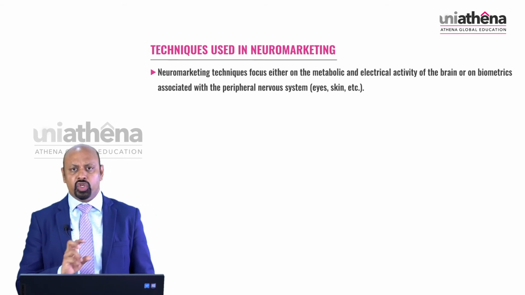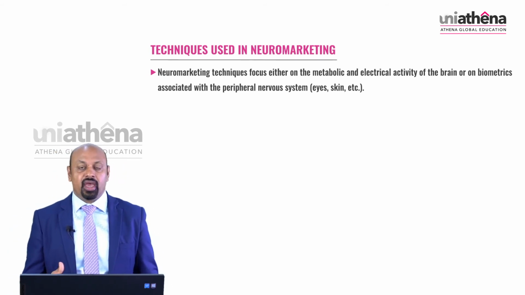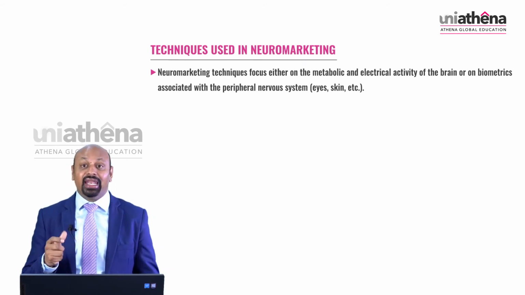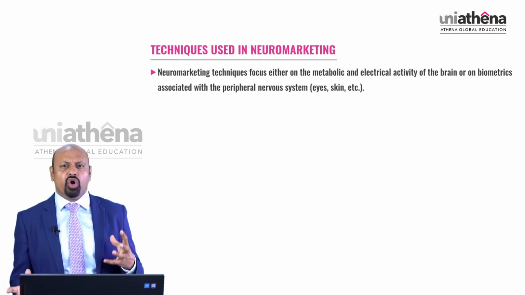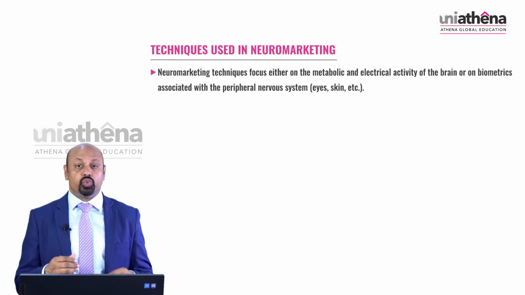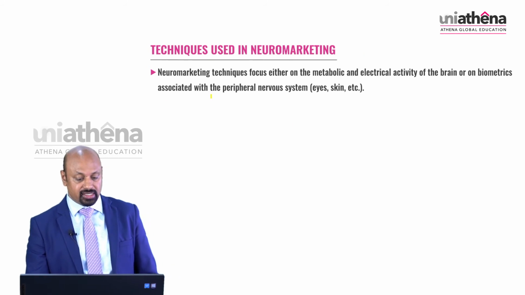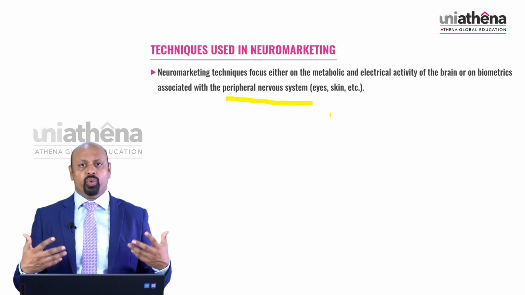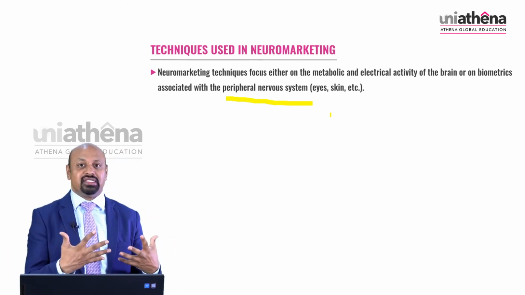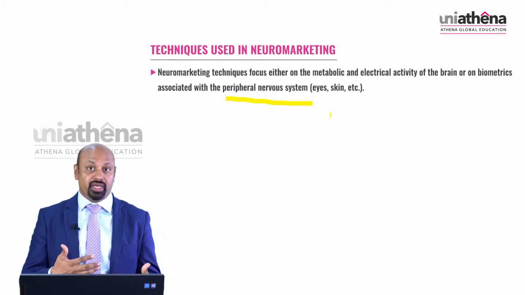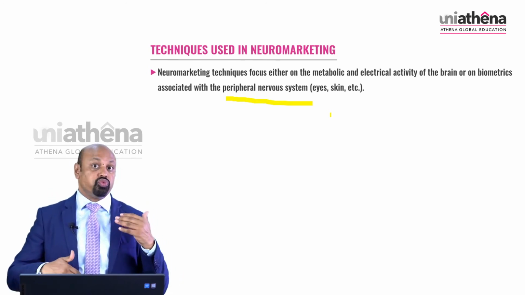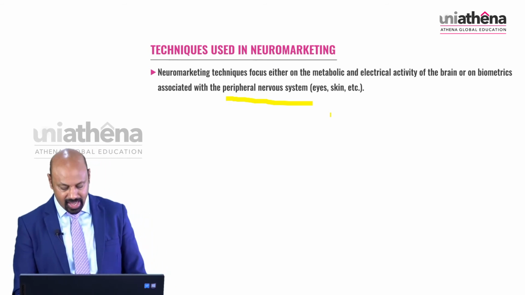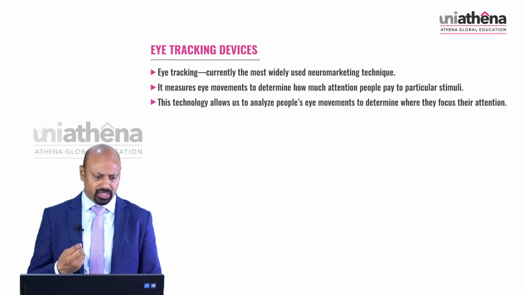Now, in neuromarketing, we use various techniques and equipment, and these techniques focus either on the metabolic and electrical activity of the brain, and also use biometrics that are associated with the peripheral nervous system. We look at things like the eyes, the skin, etc. Or we look at the five senses, how they are stimulated, how it affects the brain and how the brain processes information, and how the consumer reacts towards products and services that are being offered in the marketplace.